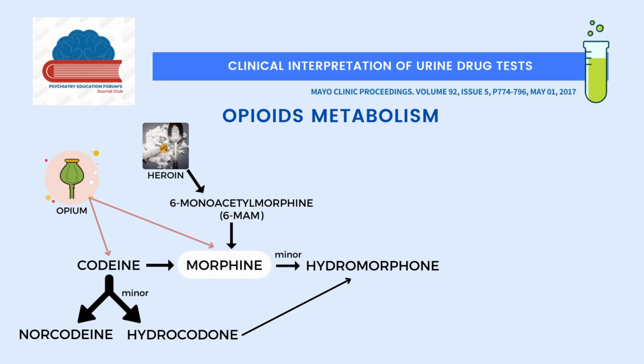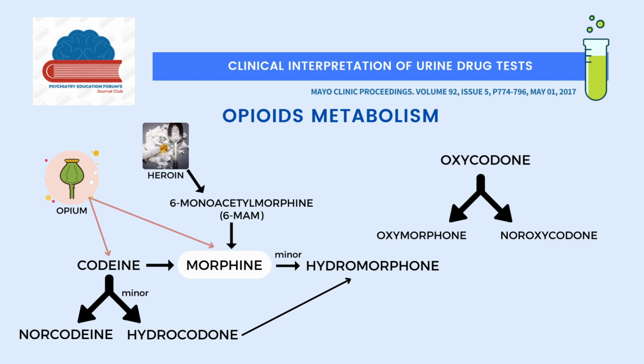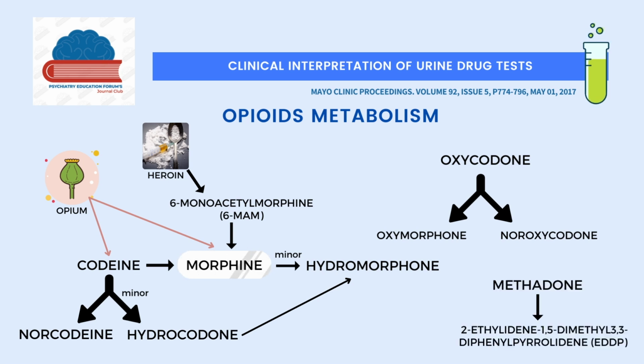But there are other opioids which do not go through this pathway. One of them is oxycodone, which gets converted into oxymorphone and noroxycodone. And then we have methadone, one of the commonly prescribed medications for opioid use disorder. It gets converted into EDDP. We'll talk about all that in a few minutes. But this was a very basic overview of the opioid metabolism pathway.